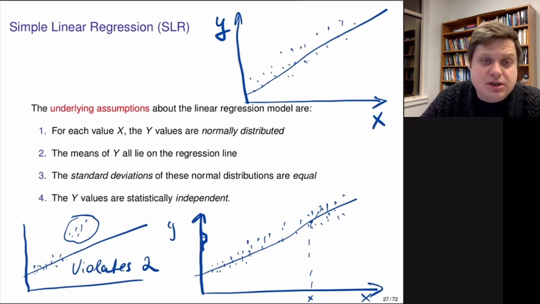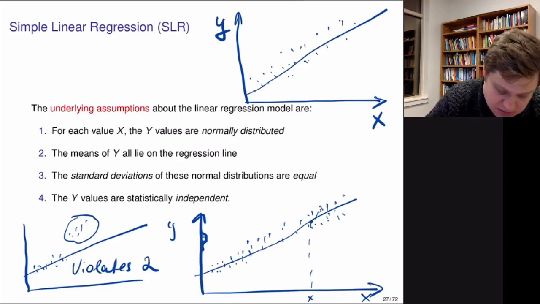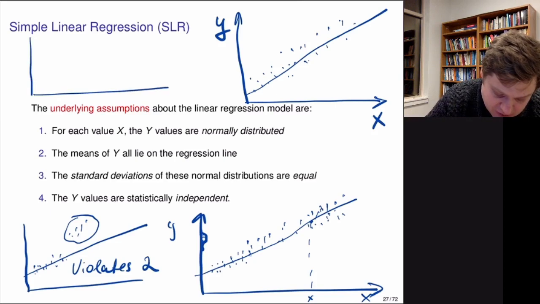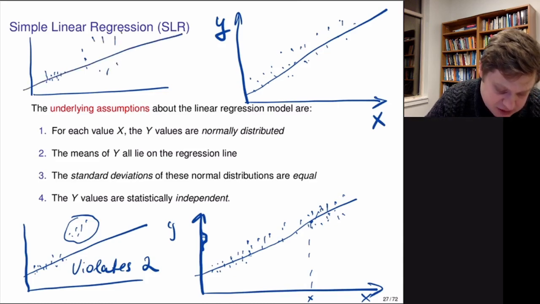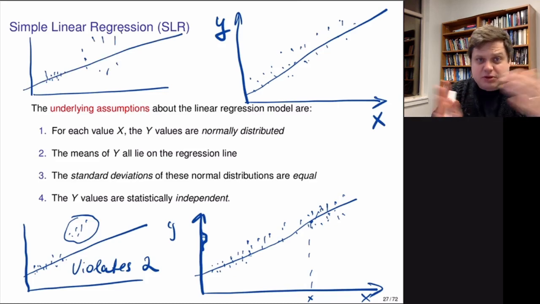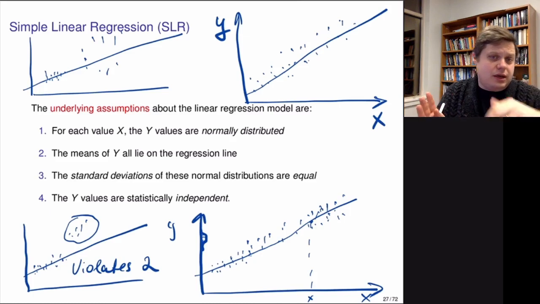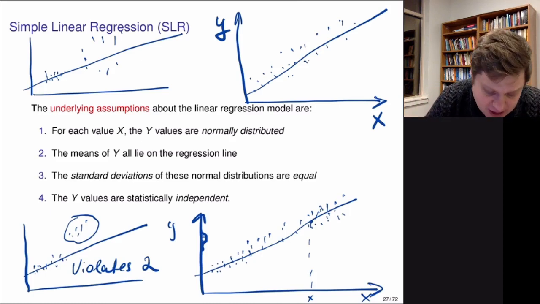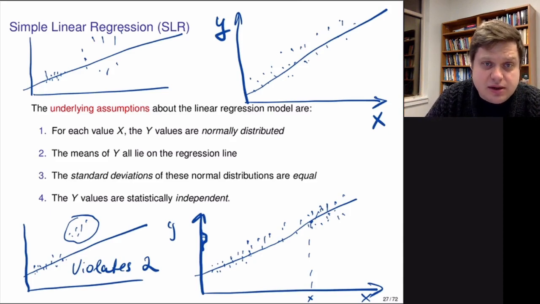And the third assumption is that the standard deviation of those normal distributions is equal, meaning that if you have a case like this, so it's going to be a line, and the first assumption is correct. The values of y are normally distributed. Normally distributed means they lie equally on the left and on the right of this line. Assumption 2 will also be satisfied here because the means of the y will be on the regression line.